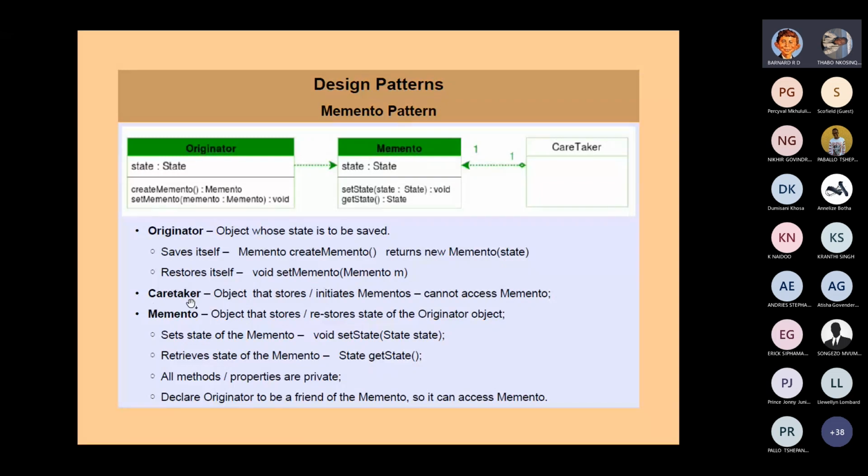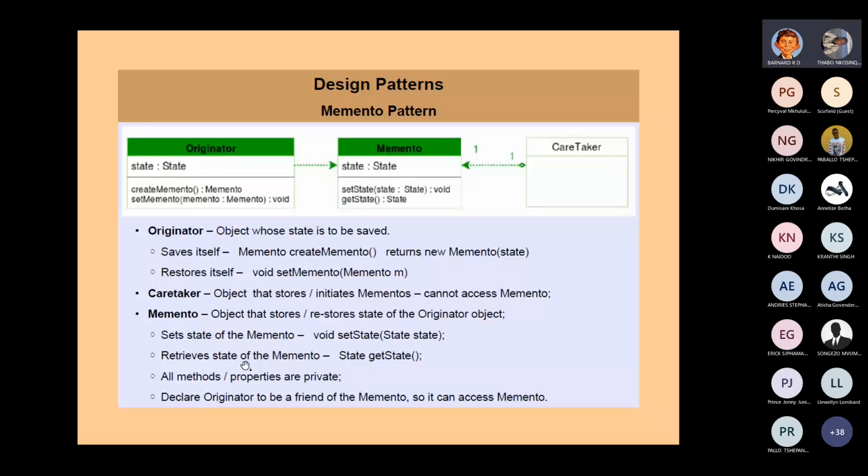Then the caretaker is the object that stores or initiates mementos. It cannot access the memento, and that's very important. It preserves encapsulation. Then the memento itself is the object that stores or restores the state of the originator object. It sets the state of the memento. It has a set state method. It receives the state of the memento with a get state method.